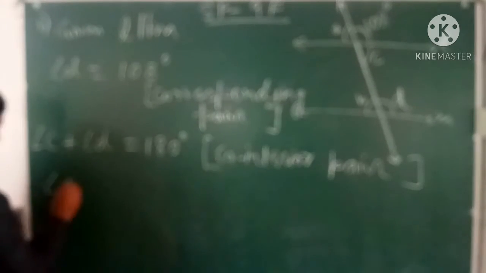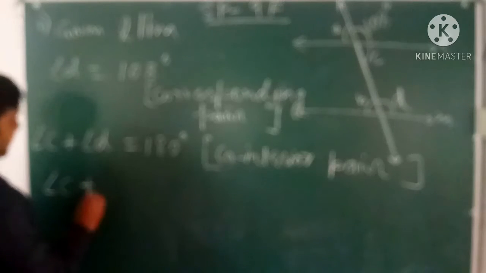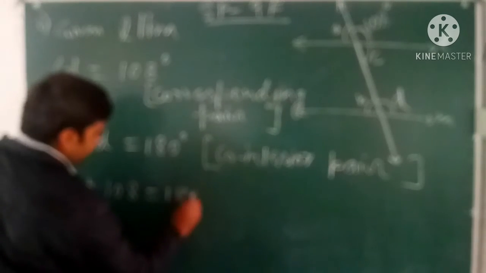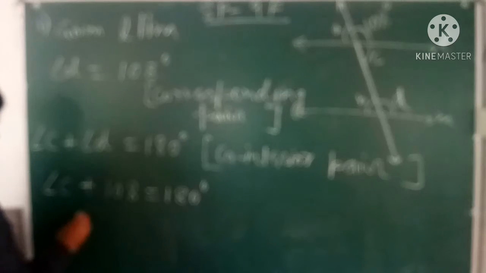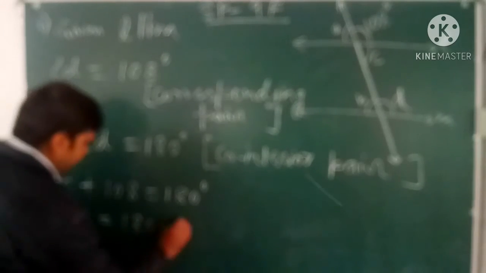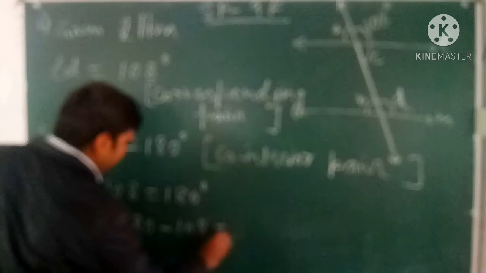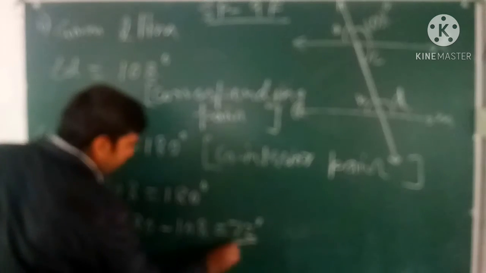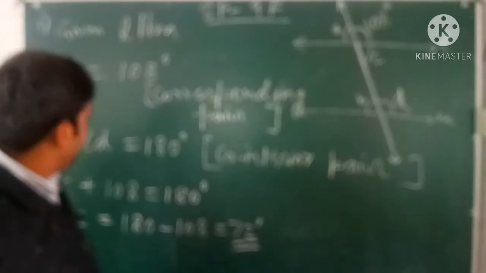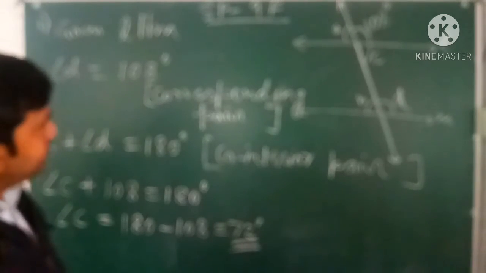Now angle C plus angle D measurement we got 180 degree. Now angle C equals 180 minus 108. That is equal to 72 degree. What we got? 72 degree. Okay. Now we move to the next part.